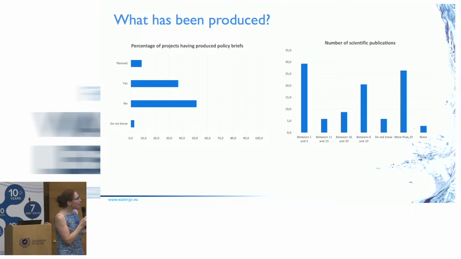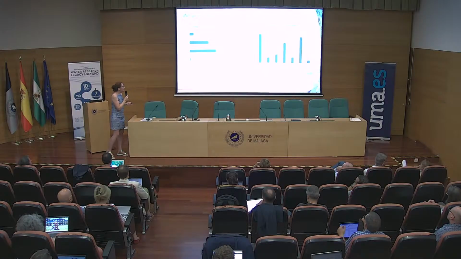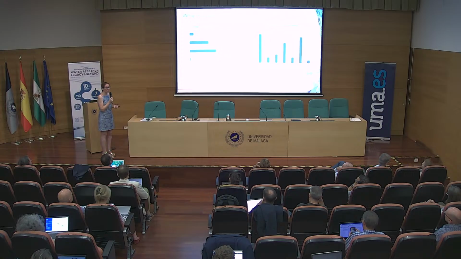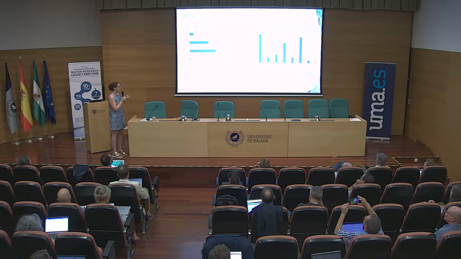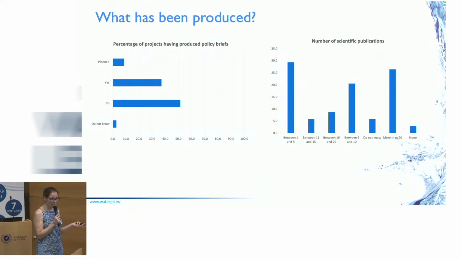When we look at the scientific publications, we see that over 25% of the projects have generated more than 20 publications. Obviously, this is a little bit biased because it also depends on when the funded project concluded. But I think it's a very good result because it shows that many scientific publications are produced after the projects are funded. I didn't have the time to analyze this, but probably the ones that have only produced between 1 and 5 scientific publications are those that were funded at the end.